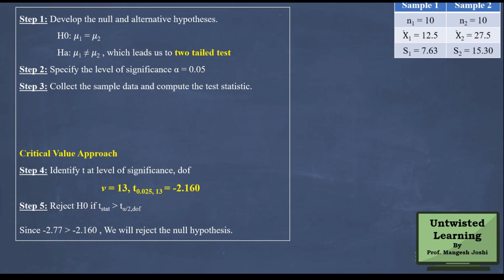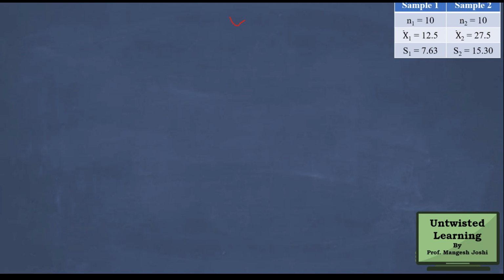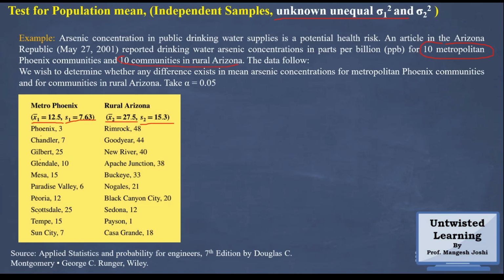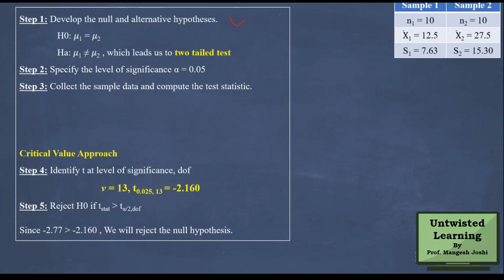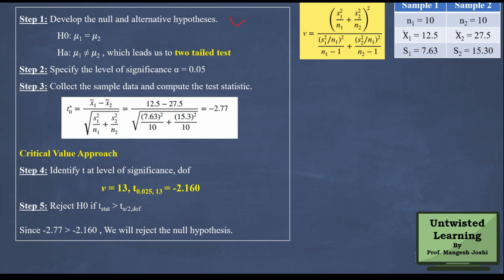Developing the null hypothesis and alternate hypothesis is step 1. We wish to determine whether any difference exists in mean arsenic concentration, right? So we state the null hypothesis that there is no difference, and the alternate hypothesis that there is a difference, which again leads us to a two-tailed test. Alpha is 0.05. The sample size is less than or equal to 30, so we will use t as the test statistic.